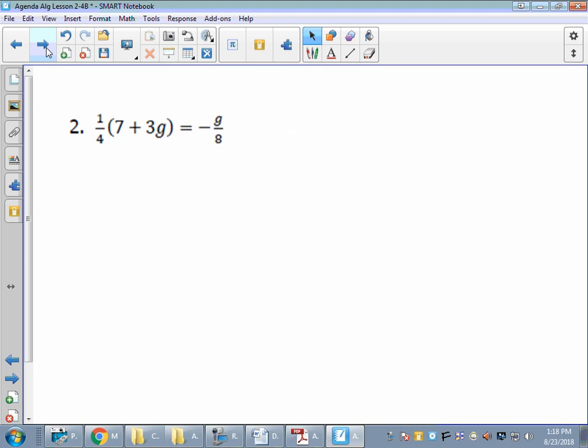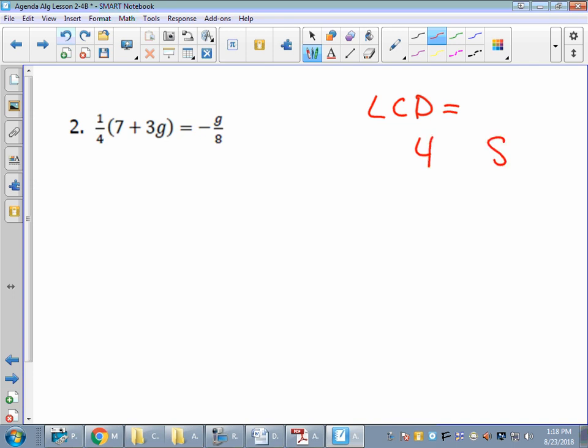So the next one here, number 2, let's try to use this one with the LCD, least common denominator. Okay, so what's that going to be in this situation? Well, remember, it's the lowest number that each of the denominators will go into. So we have a denominator of 4 and we have one of 8. Well, what's the least common number that each denominator goes into? So 4 does go into 8, and 8 goes into 8 as well.